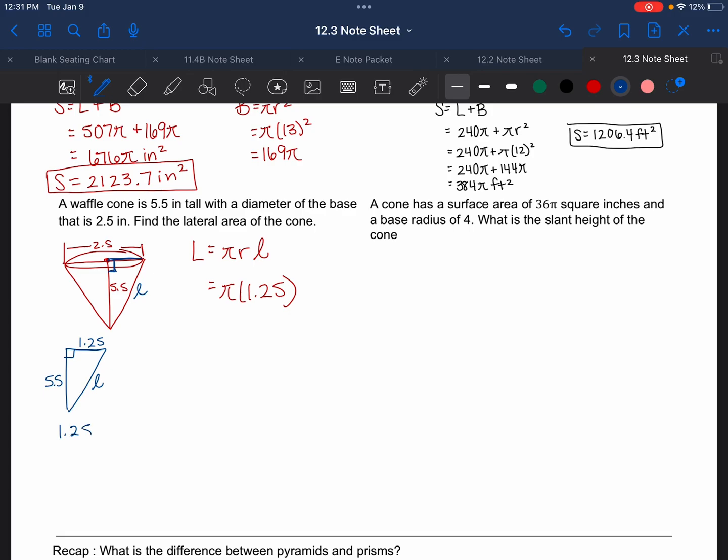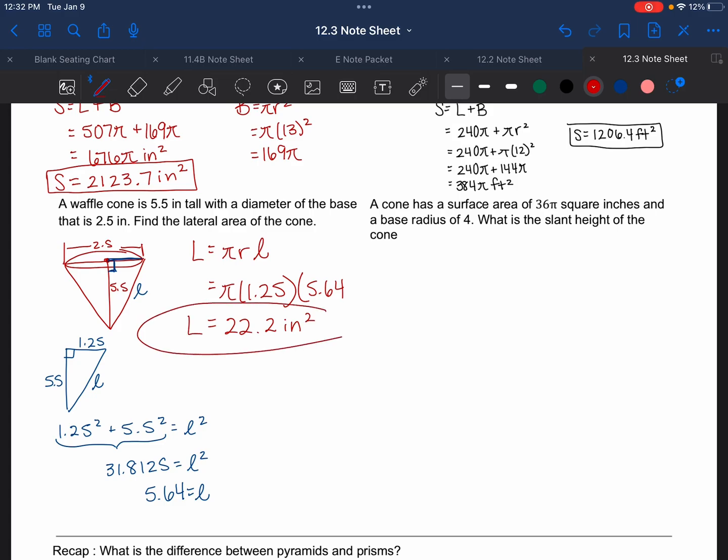So 1.25 squared plus 5.5 squared equals L squared. If I plug this whole thing into my calculator, I'll get 31.8125 equals L squared, and then take the square root of both sides, you get about 5.64 equals L. So that's what we'll put in for L into our formula. And if we put that whole thing in our calculator, we'll get 22.1, or 22.2 inches squared for our lateral area.